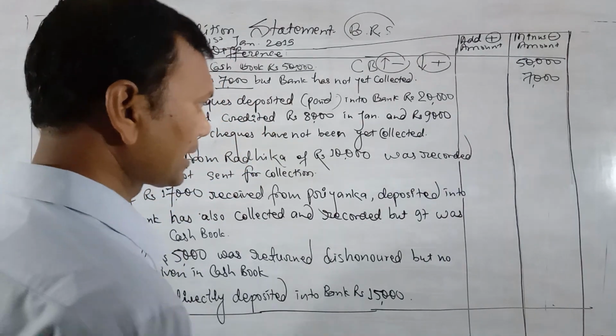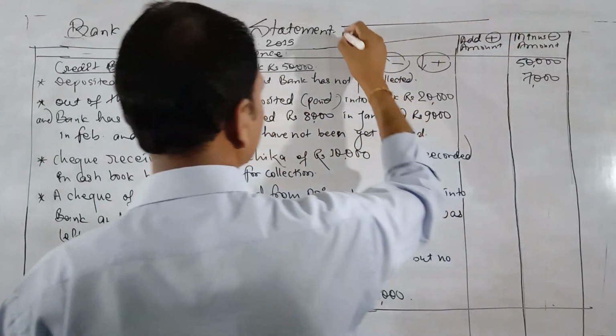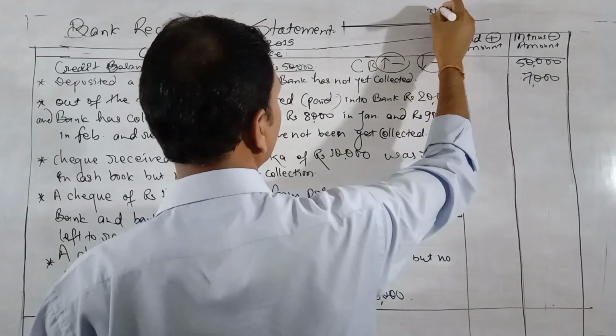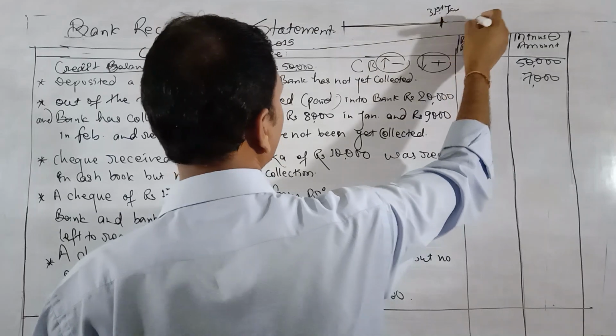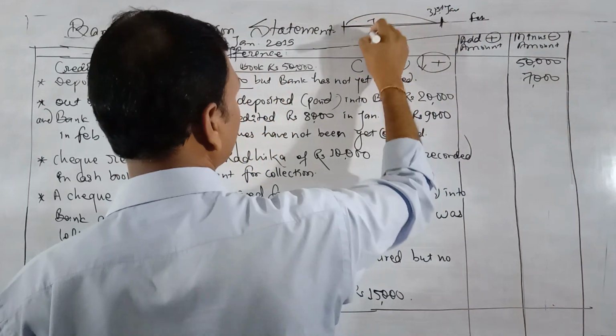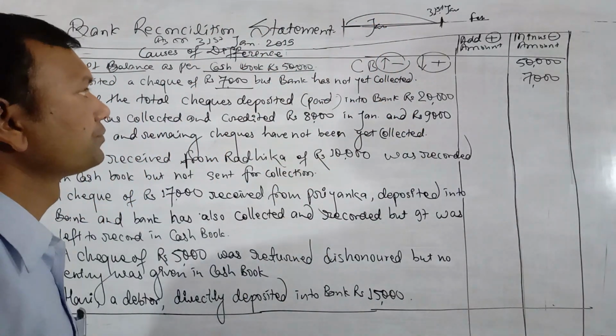Again, you have to think about the time. Timeline. It is the time of January. 31st January here. This is February and this is January time. And this is the last year's December.